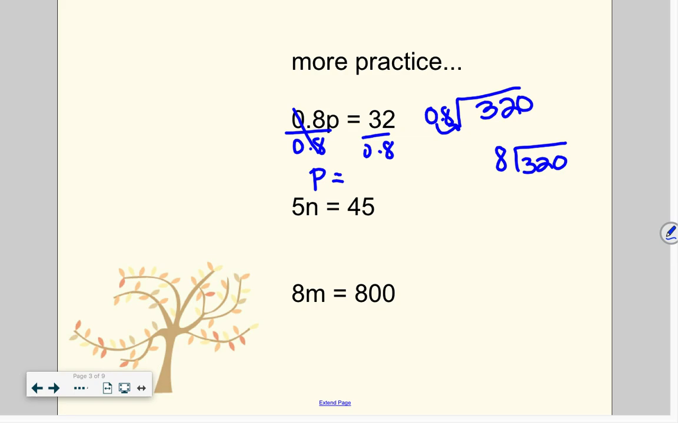How many times does 8 go into 32? 4. 8 times 4 is 32. Remainder of 0. Bring down a 0. How many times does 8 go into 0? 0 times 8 is 0. Remainder of 0. So P is going to equal 40. 8 times 40 is 320, right? How many numbers are behind the decimal point? 1. If I bring in 1 decimal point for 320, don't we get back to 32?